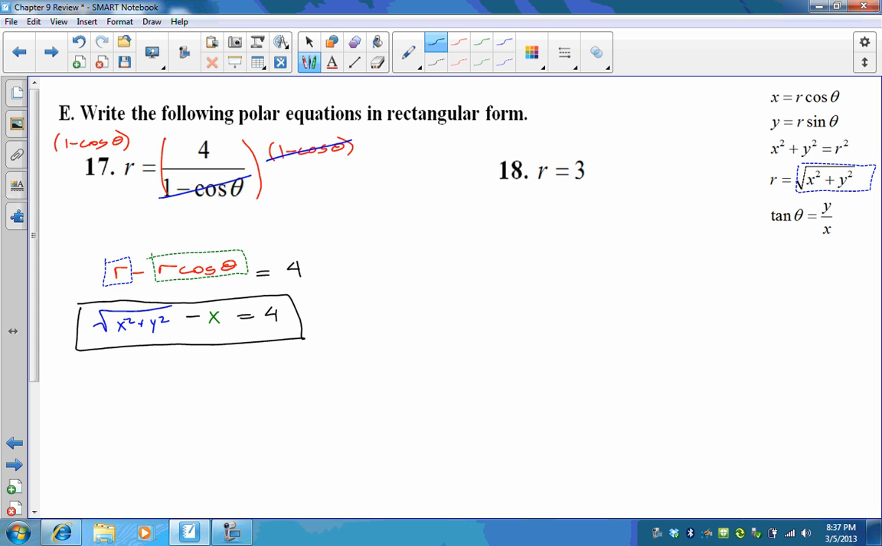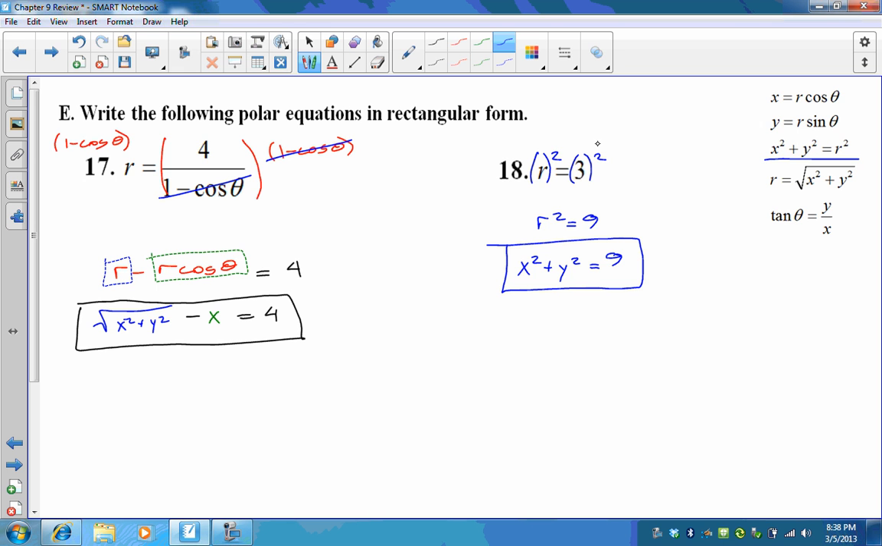Good, good? Alright, this last one right here, r equals 3. What I'm going to do here, even though I could take out the r and put in the square root of x squared plus y squared, what I'm going to do is square both sides of the equation. That would give me r squared equals 3, and then r squared is equal to x squared plus y squared. So I'm going to say x squared plus y squared equals 3 squared, which is 9. And that'll be your answer.